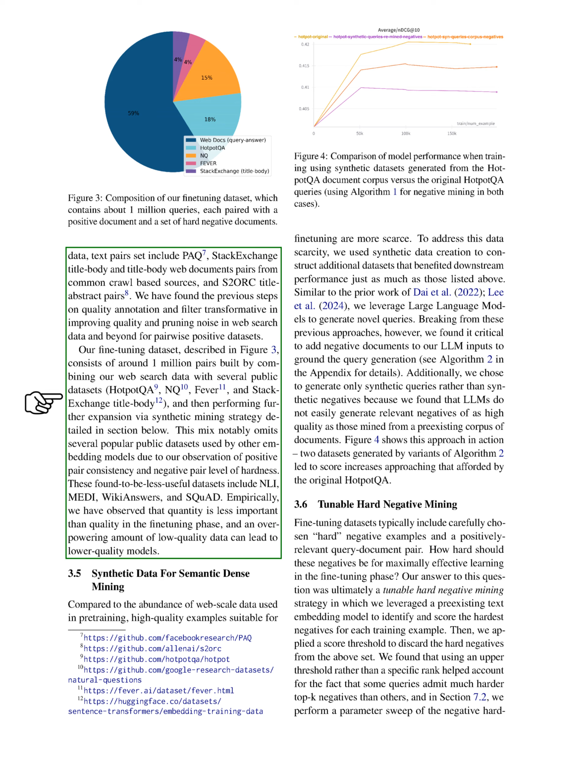We excluded certain public datasets from our mix due to their lower usefulness in terms of positive pair consistency and negative pair hardness. We observed that quality was more important than quantity during the fine-tuning phase to avoid lower quality models.